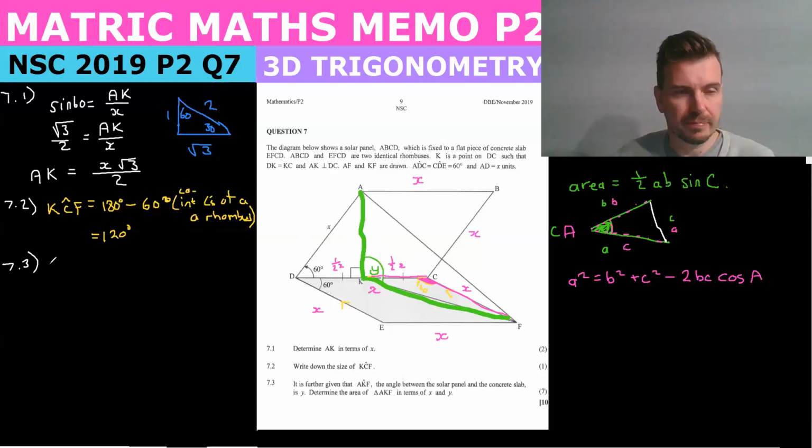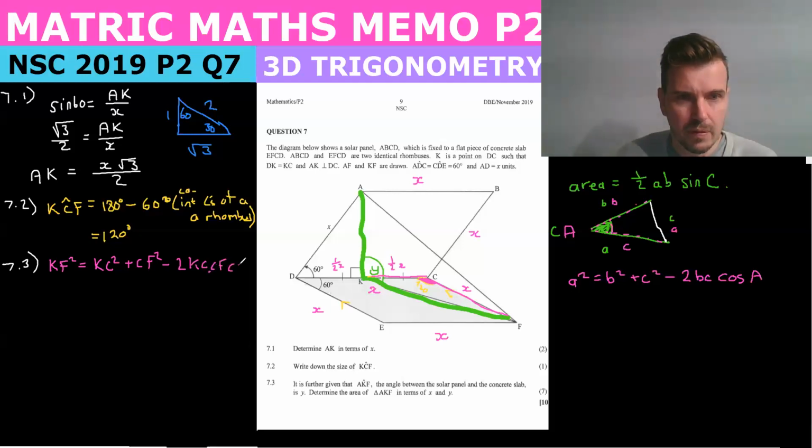So we know that KF squared is equal to b squared, which is, okay, so what I'm going to have to say is first KC squared plus CF squared minus 2 KC CF cos 120. Okay, now I know that CF, we knew that CF is equal to x, but we need to say why we know that.